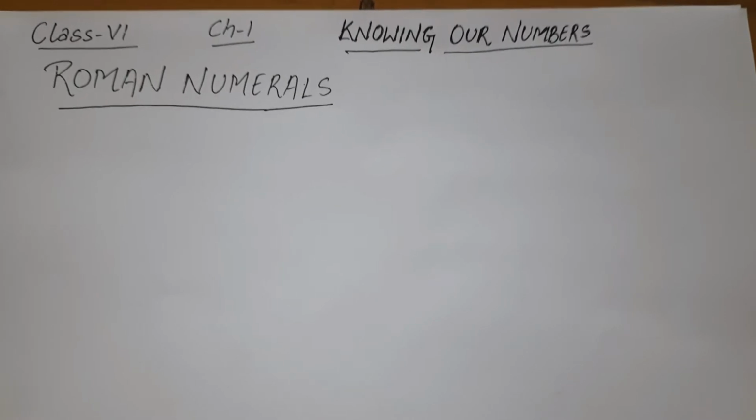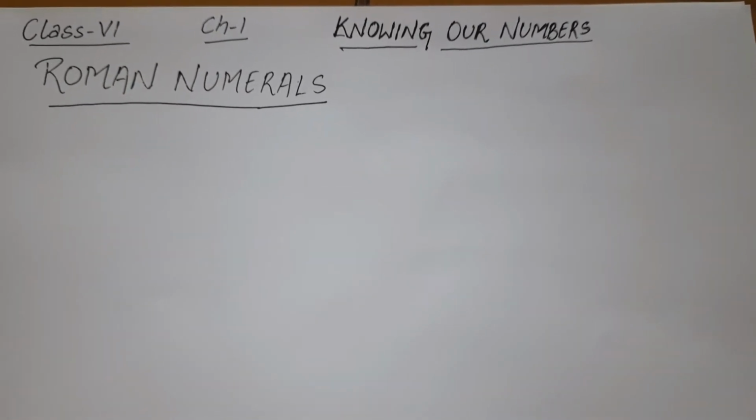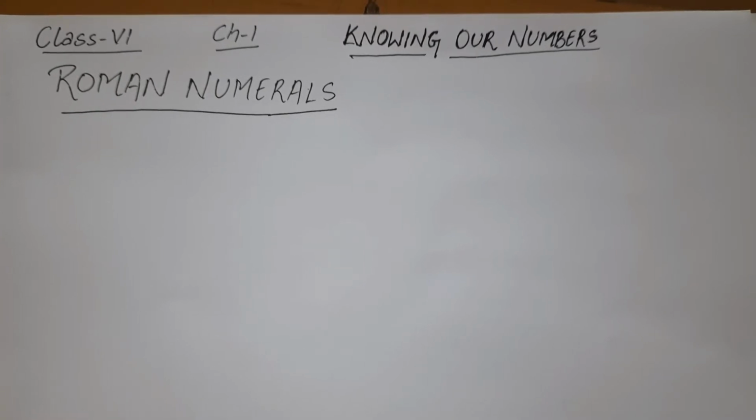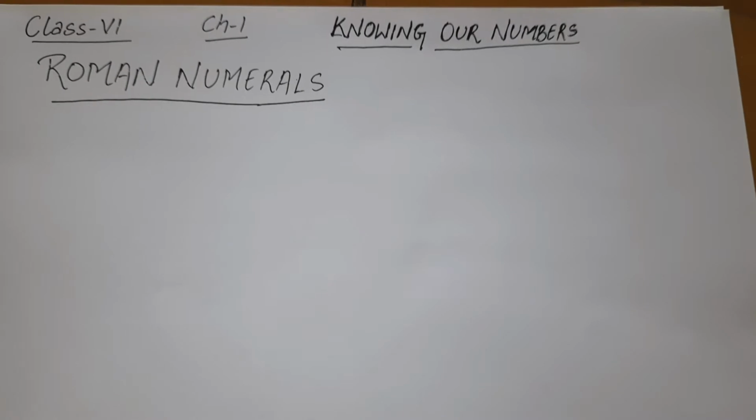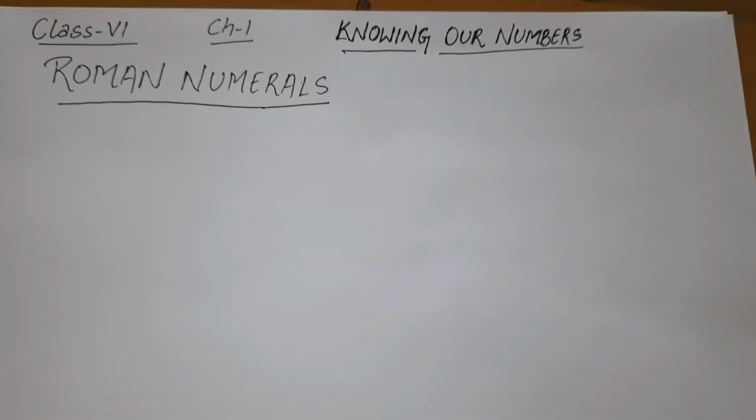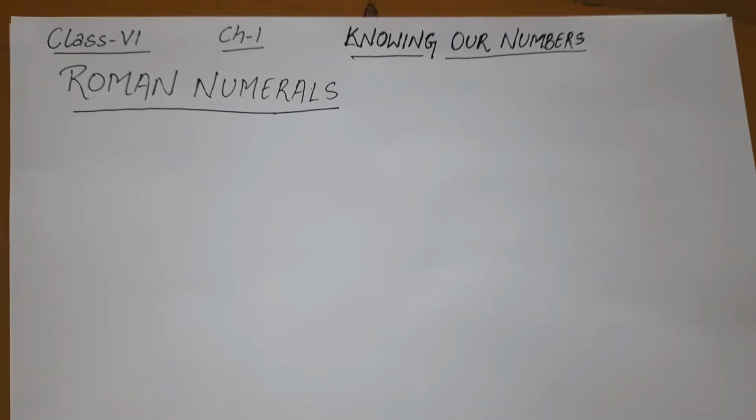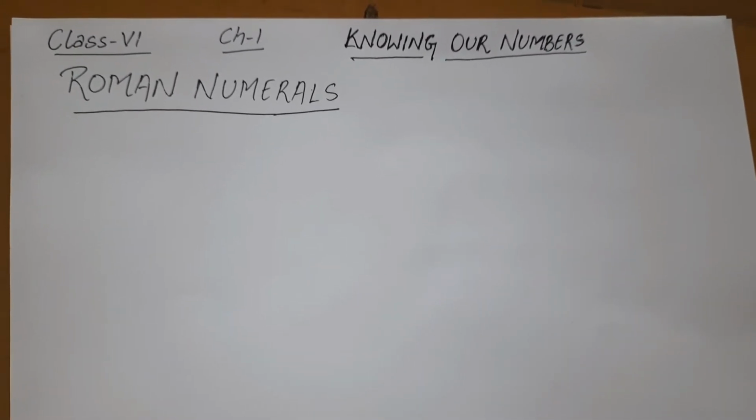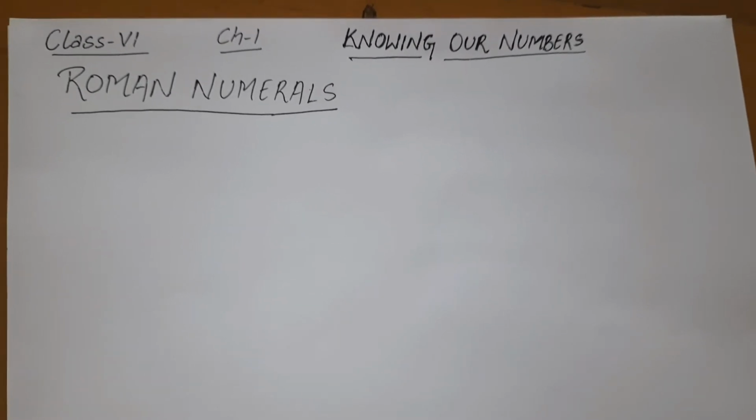We have already learnt about the Indian and international system of numeration. There is another numeration system called the system of Roman numeration. This is one of the oldest systems of numeration, developed by Romans and is still in common use. Roman numbers did not have zero, and so they did not have the concept of place values.